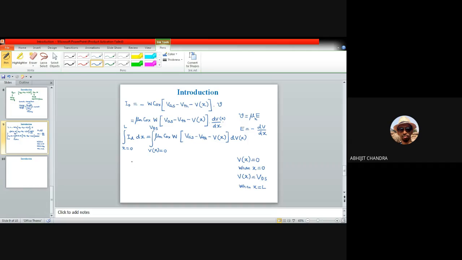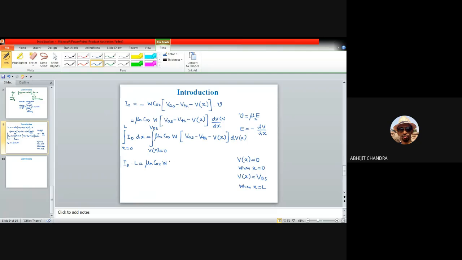So since the current is constant, it will be a capital Id. So Id, the drain current, and integration x from 0 to L will give you L only, Id into L, that is nothing but mu n times Cox into W. Now this part, we have to integrate, with the limit Vx equal to 0 and Vx equal to Vds, so (Vgs minus Vth) into dVx.